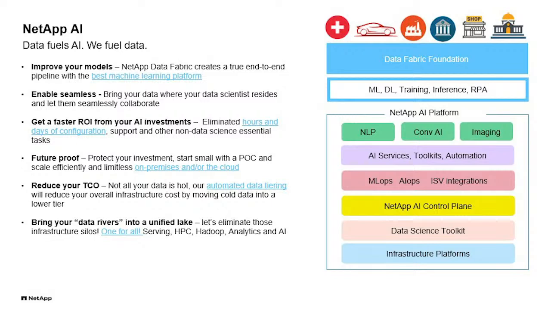We published NetApp AI verified reference architectures so customers can quickly deploy their AI environment. You can start with a small POC and scale efficiently on premises or in the cloud. We reduce your total cost of ownership. Automated data tiering moves cold data to a lower tier that will reduce your infrastructure costs.